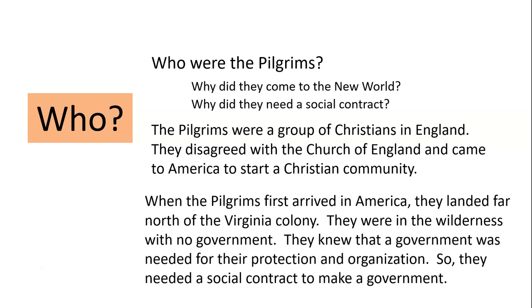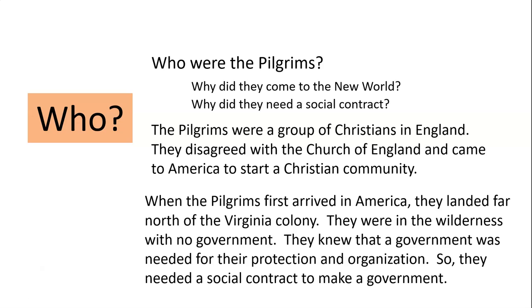And then, why did they need a social contract? Well, when they first arrived in America, they landed far north of the Virginia colony where they were supposed to be, and they were in a wilderness with no government. And they knew that a government was needed. And as we know, the 2 main purposes of government are for security or protection, and secondly, for organization. And that's exactly what they said in their contract. They said, we need this for our better ordering and for our security.